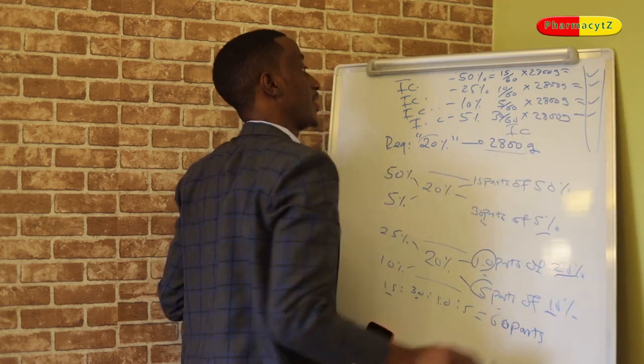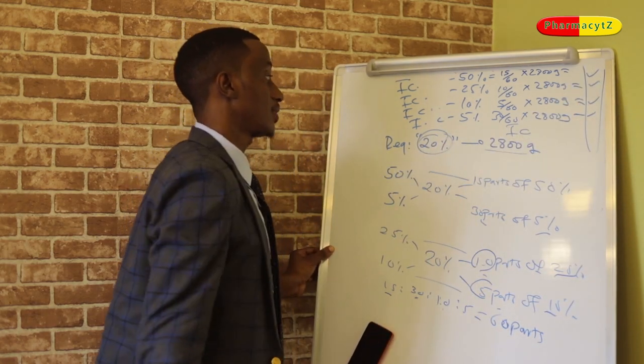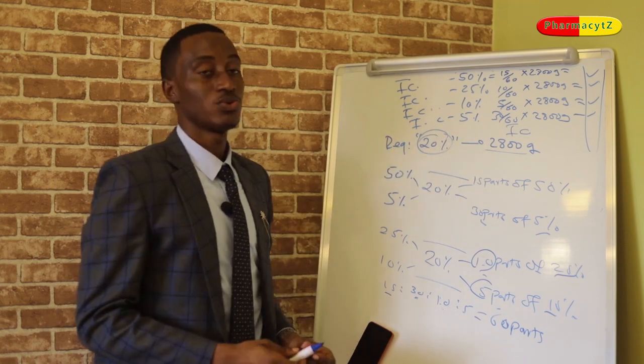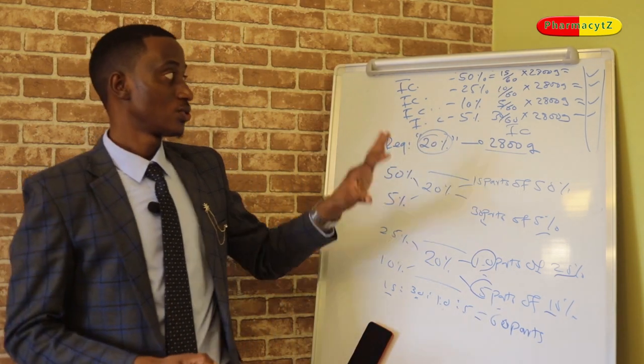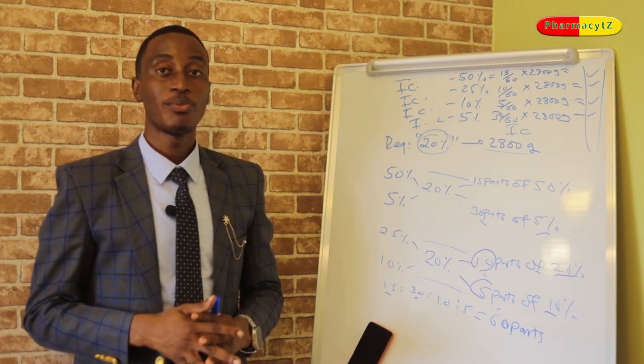Mixing both in a mortar and pestle, you will get the final percentage strength of 20 with the total amount of 2,800. So that is how you can go about this kind of alligation of 4 proportions.